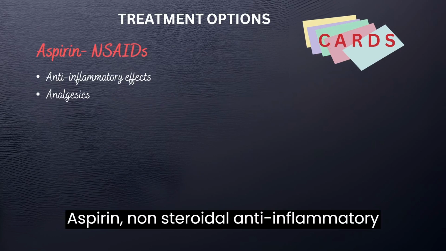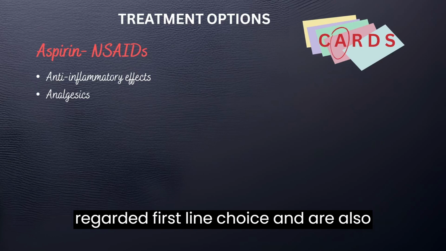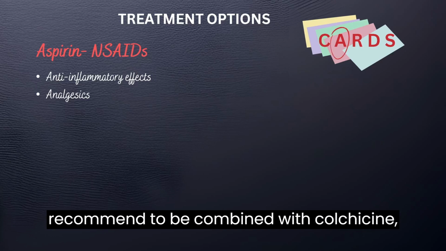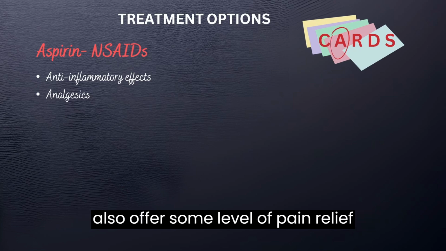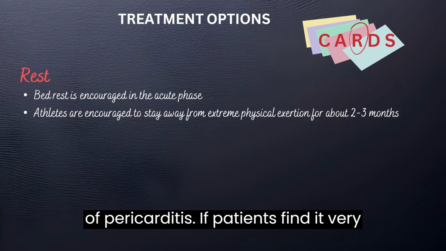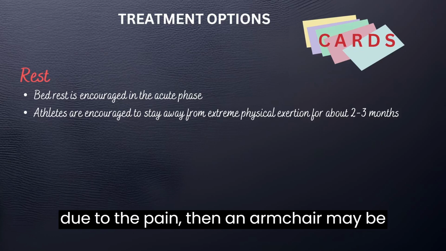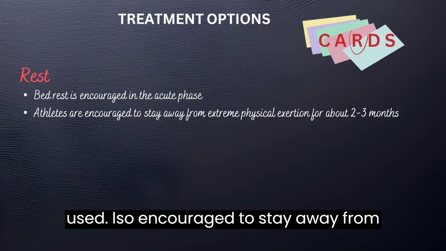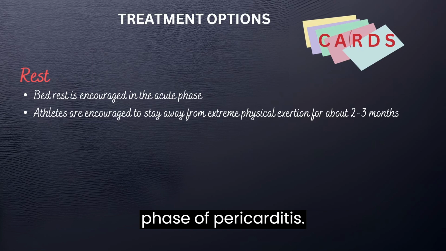Aspirin and non-steroidal anti-inflammatory drugs such as indomethacin and ibuprofen are regarded as first-line choice and are also recommended to be combined with colchicine, especially to prevent recurrence. They also offer some level of pain relief. Bed rest is encouraged in the acute phase of pericarditis. If patients find it very difficult to maintain a supine position due to the pain, then an armchair may be used. Athletes are also encouraged to stay away from extreme physical exertion in the acute phase of pericarditis.